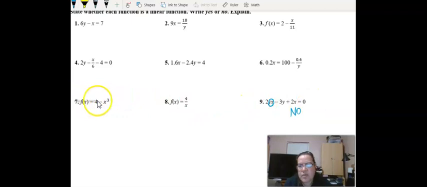I already see a problem with number 7. 7 has x to the third power. You already said that it should be to the first power.